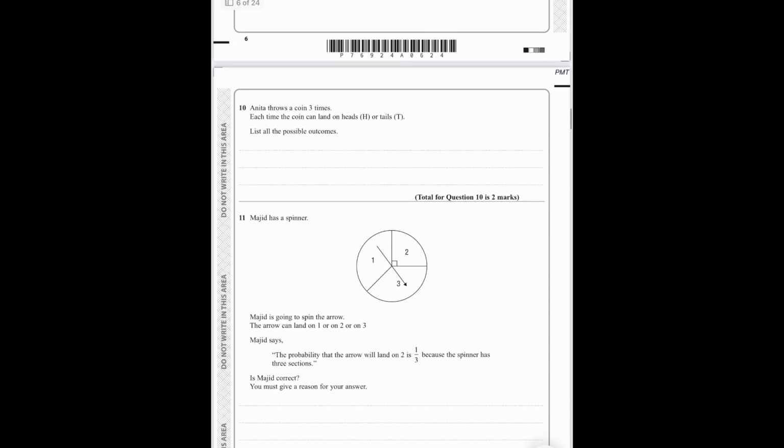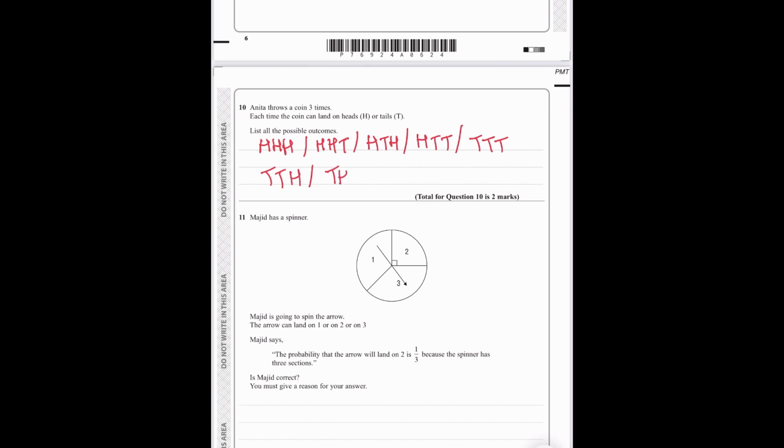Number 10, Anita throws a coin 3 times. Each time the coin can land on heads or tails. List all the possible outcomes. So she can have heads, heads, heads, heads, heads, tails, heads, tails, heads, heads, tails, tails, tails, tails, tails, tails, heads, tails, heads, tails, and tails, heads, heads.